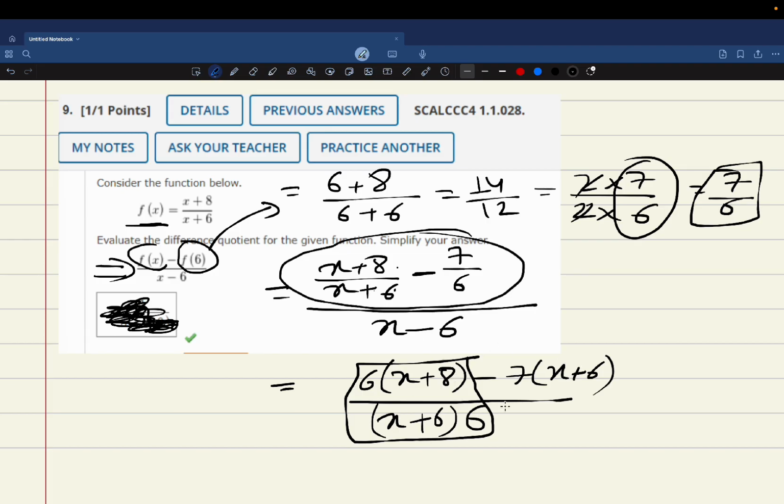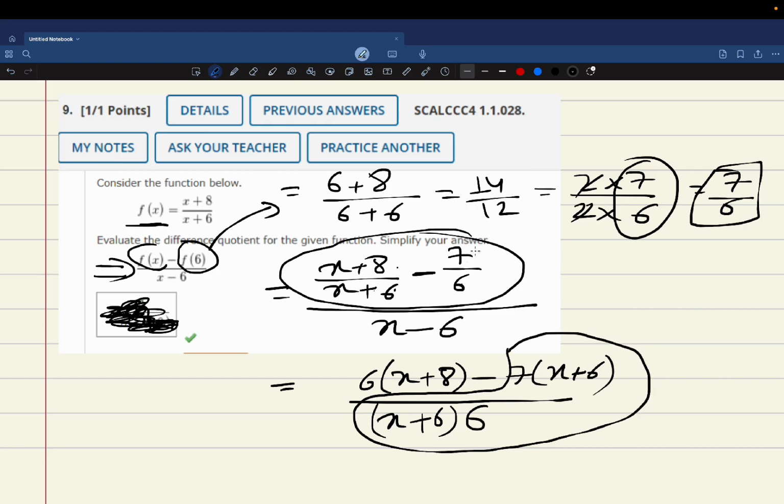This part I am just explaining to show how I took the LCM and how it makes sense. If you are confused, you can skip this part if you already know this. For this one, let's only look at this section, forget this one. Here if you cancel x plus 6 and x plus 6, you will be left with 7 over 6, right?